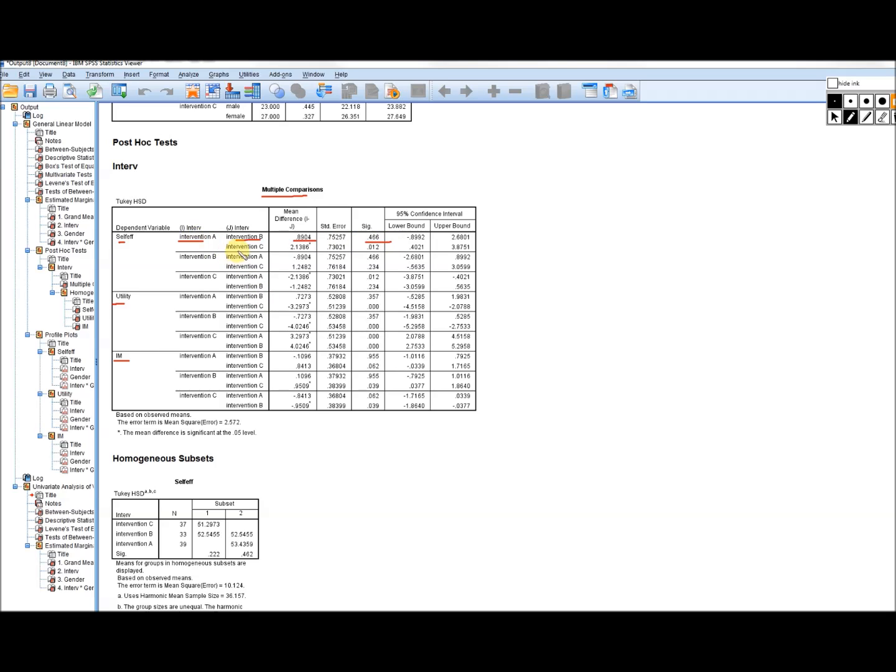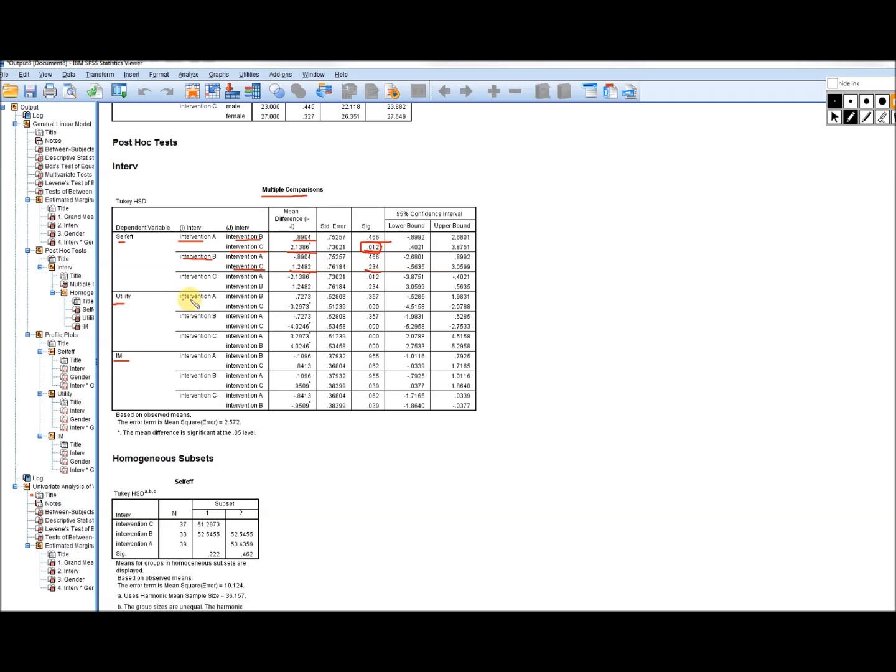When you compare A versus C, you can see that the mean was about 2.14 points higher on average than C, and that difference was significant. When you compare intervention B versus C, you can see that intervention B had a higher mean than intervention C, but that difference was not significant. So concerning self-efficacy, you can see that there was only one pairwise difference in means that was statistically significant.